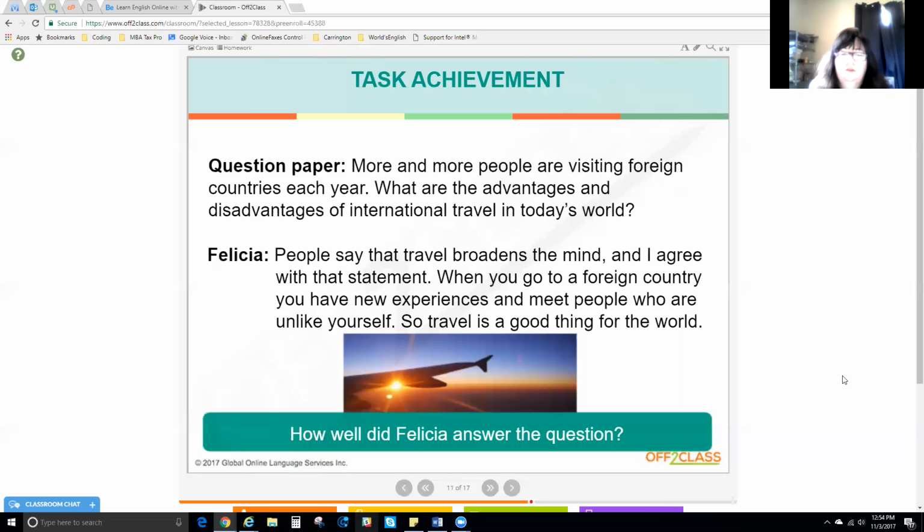We have another task, another sample question. So on the question paper, this is the question you see. More and more people are visiting foreign countries each year. What are the advantages and disadvantages of international travel in today's world? Okay, so you're getting a little bit of background on the situation and then a question related to it.